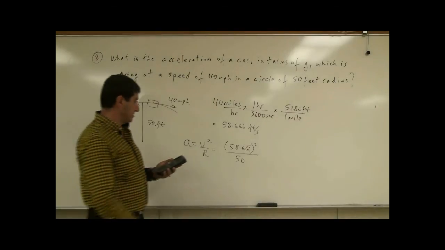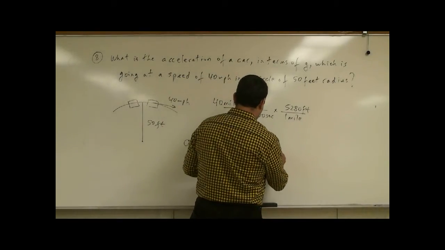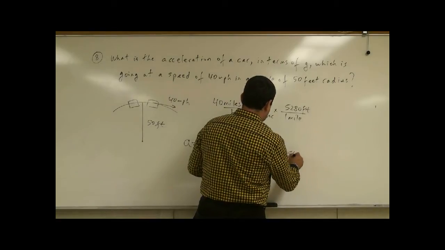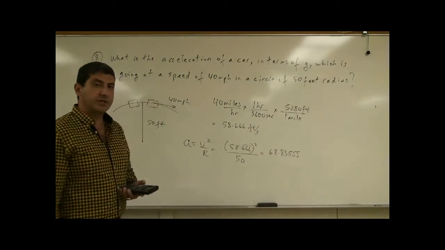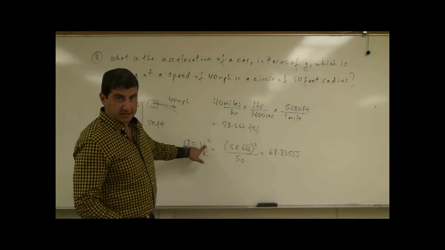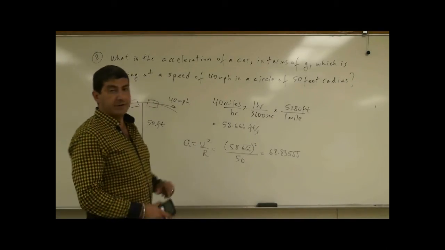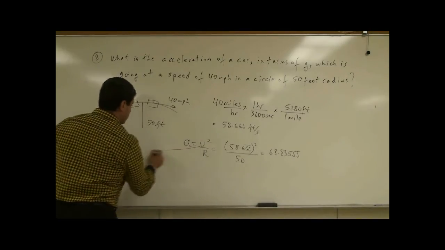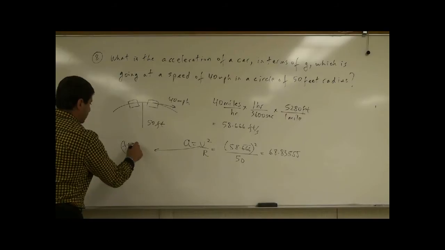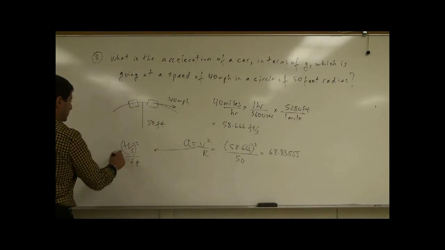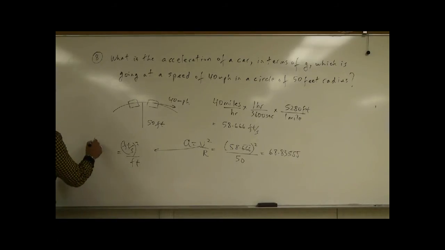I'm going to get 68.83555, and repeating fives. Then what are the units of that? Well, this was feet per second, and this was feet. When you square feet per second, you get feet squared per second squared, divided by feet, and this feet will cancel one of those feet, so you get feet per second squared. That's the units of acceleration in the British unit system. So that's the units there.